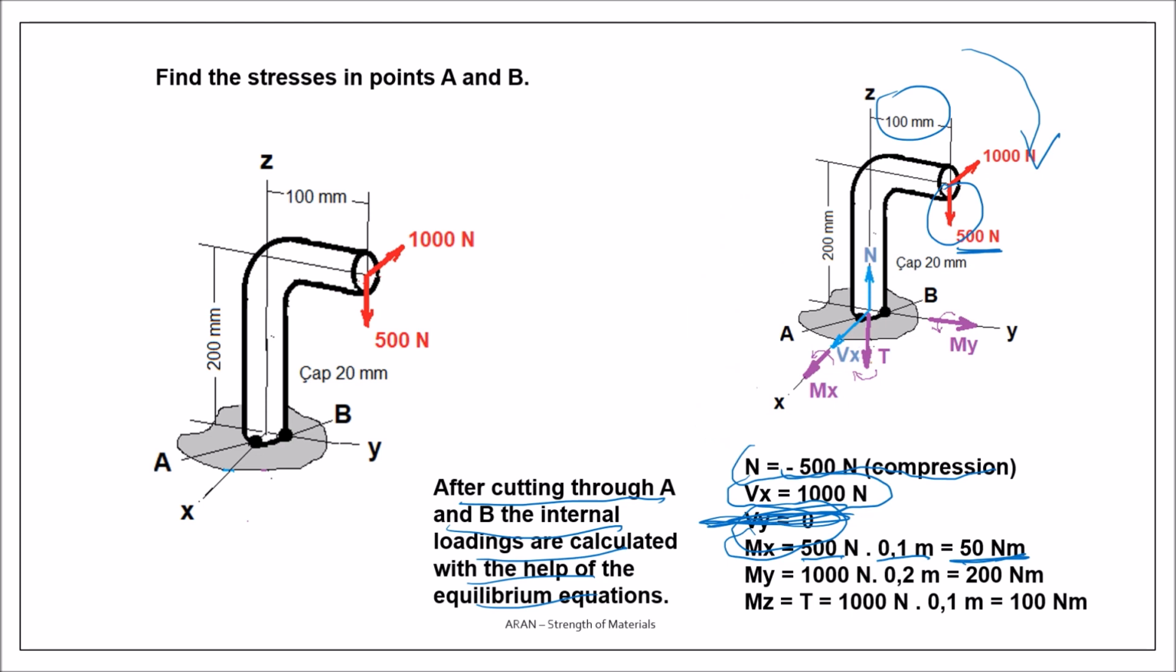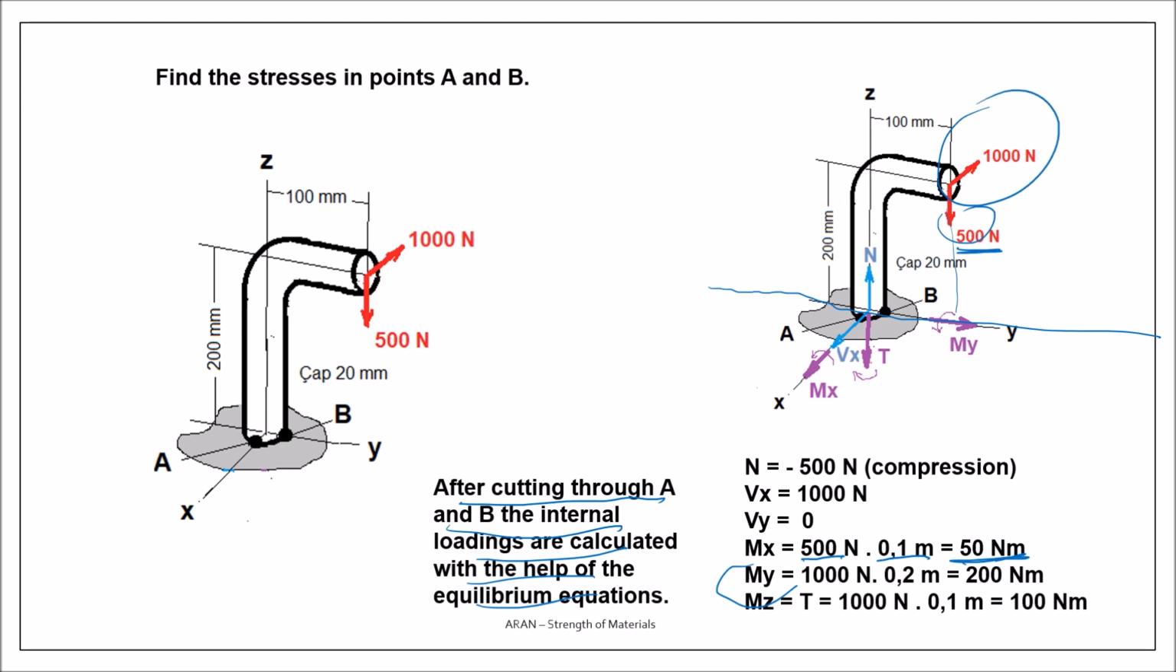Okay, let's clear everything and go to the next moment. The next moment is My. Rotation around this axis. This force will go through the axis, so there is no moment arm. This one causes a rotation. So this is the arm that is 200, and this is the force, and you find the My value. You see, that is also finished. The next one is to find the torque, that is the Mz.